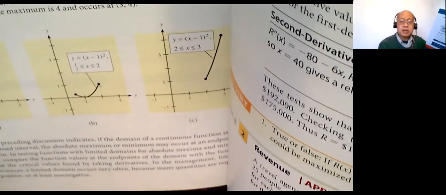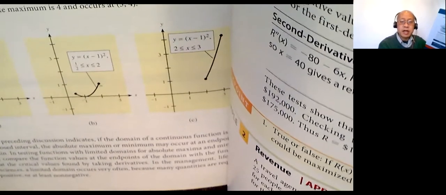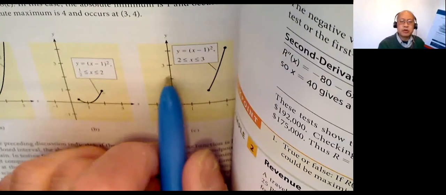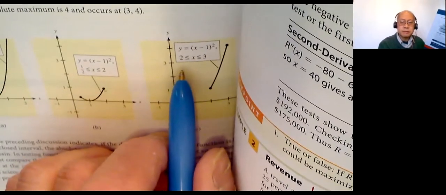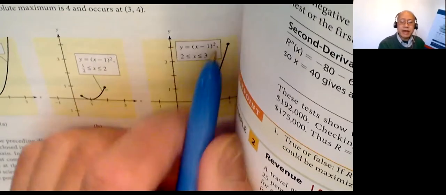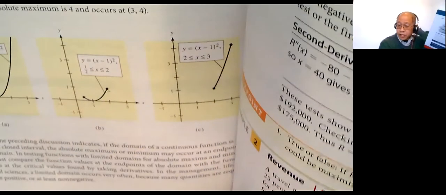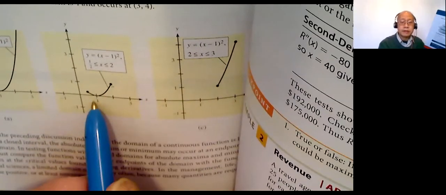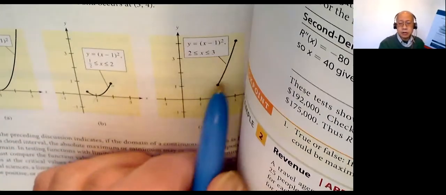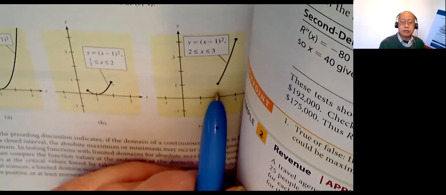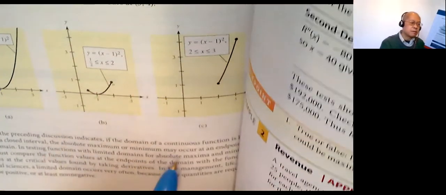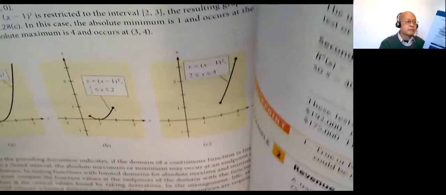Okay. Now the third one, same function, right? (x minus 1) squared. They just cut off a lot of the graph. This closed interval is from 2 to 3. This time the maximum and minimum are both at endpoints. It doesn't look like you have a slope of 0 anywhere, right? It just goes up all the time. So that looks like absolute minimum. That looks like absolute maximum, right?